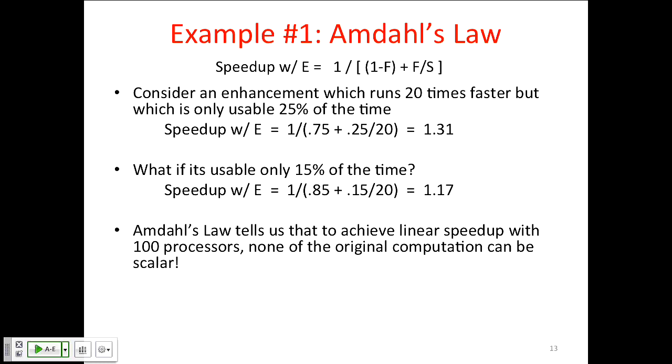If you have like 100 processors and you want a 100x speedup, that basically means there could be no code that is not parallel, right? All your code has to be parallel if you want to get a 100-way speedup on 100 processors.